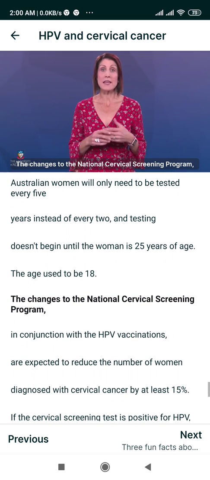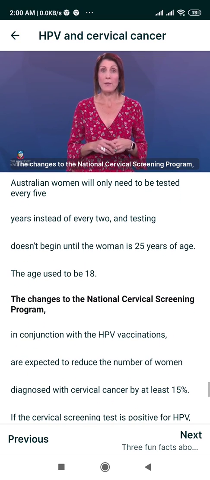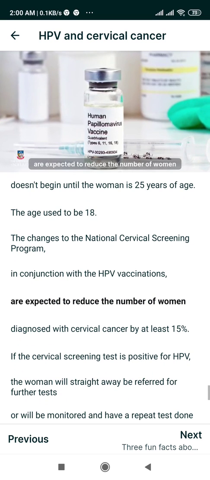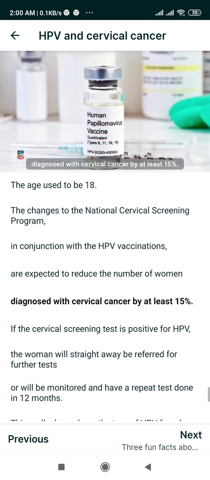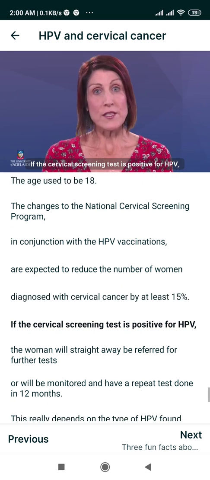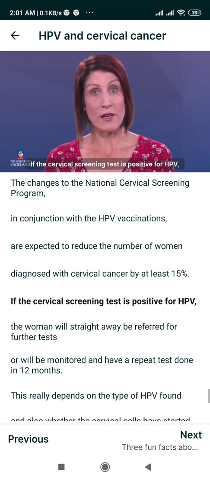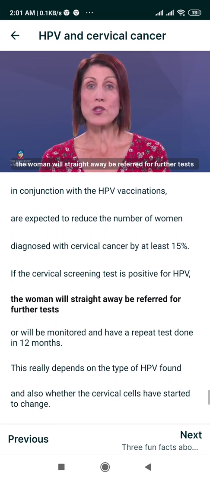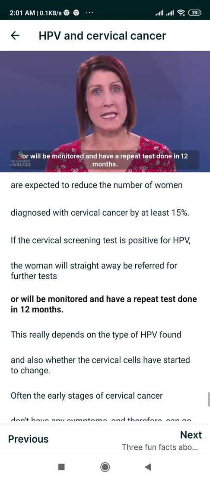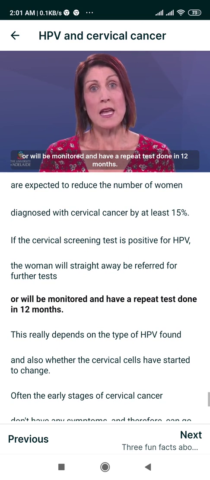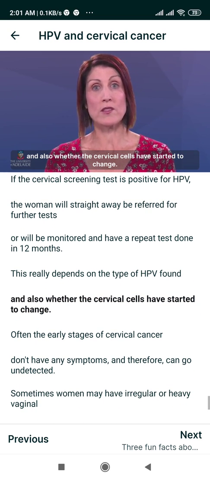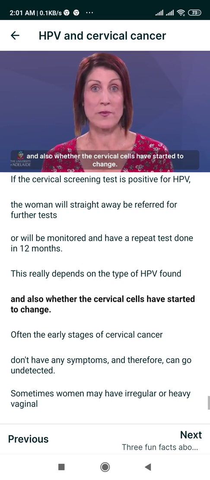The changes to the National Cervical Screening Program, in conjunction with the HPV vaccinations, are expected to reduce the number of women diagnosed with cervical cancer by at least 15%. If the cervical screening test is positive for HPV, the woman will straight away be referred for further tests or will be monitored and have a repeat test done in 12 months. This really depends on the type of HPV found and also whether the cervical cells have started to change.